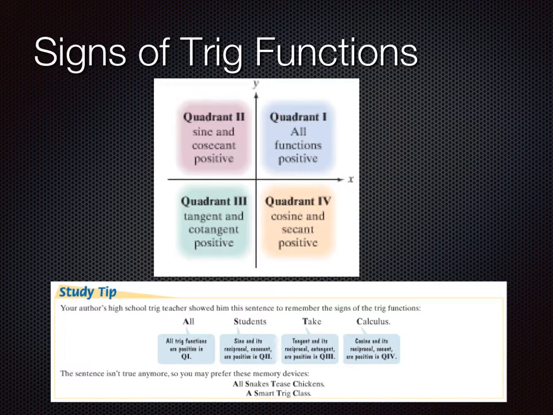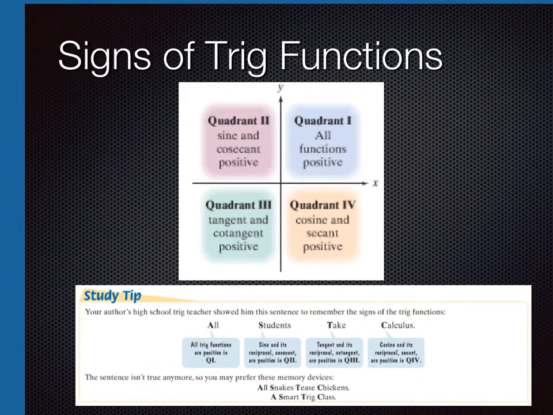All right, so the signs of the trig functions as you move around your circle are based on the x and y values. So in quadrant 1, all of the functions are positive. In quadrant 2, because the x is negative and the y is positive, sine and cosecant are positive, but everything else is negative. In the third quadrant, because both the x and y are negative, tangent and cotangent are the only ones that are positive because those are going to be the negative over the negative.